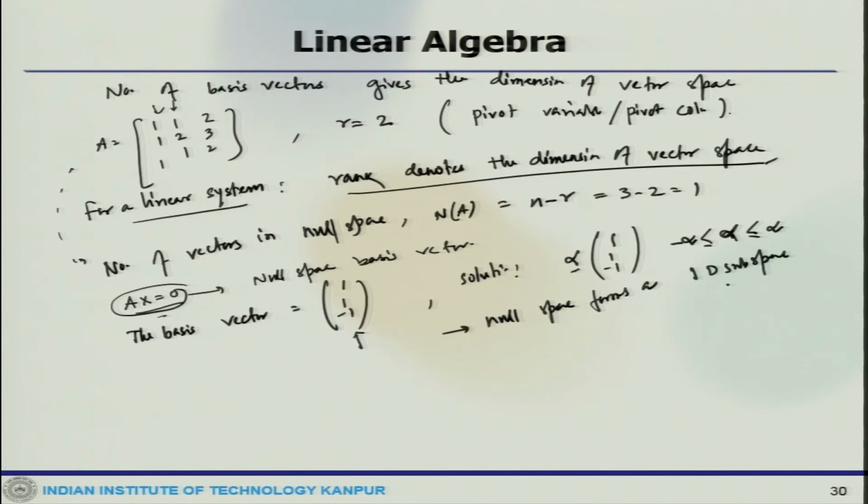And this is very important, how these column vectors in a linear system contribute to all these different spaces, whether column space or null space.